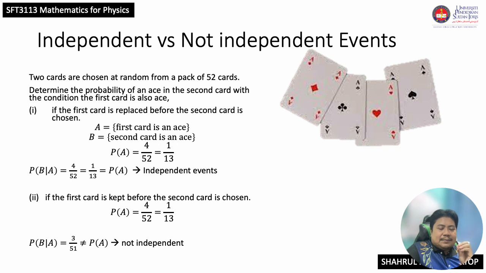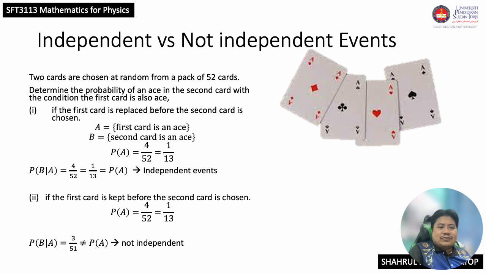And then if the first one is an ace, that means we remain another 3. So we have 3/51, and it is no longer the same as 1/13. So it depends on the first condition. That means it depends on the event. So when the probability is not the same, it is not an independent event. So it depends on the first condition.